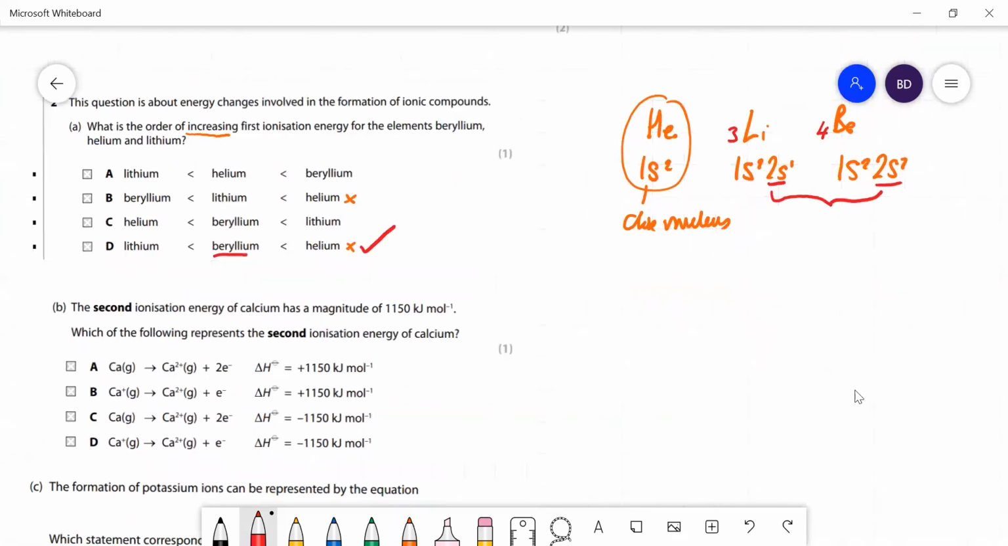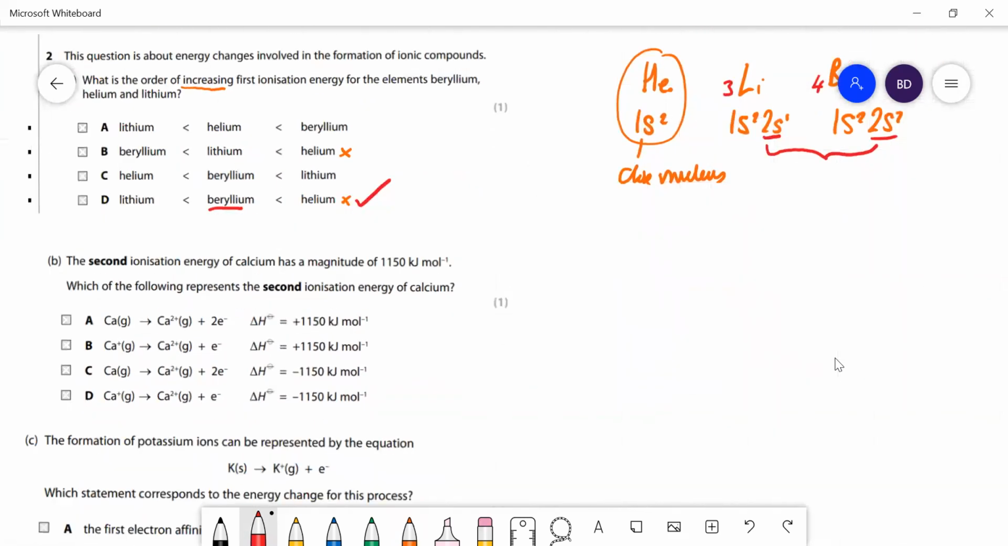The second ionization energy of calcium has a magnitude of 1150. So not telling us the sign. Well, ionization energies are always endothermic, so it's got to be a positive sign. Let's remember that. So it's going to be either that one or that one. The second ionization is when you remove the second electron. So calcium's already lost one, so it's a calcium ion losing one more. So B is the answer. Okay, that's the answer. It's not this one because that's got the wrong sign, hasn't it?